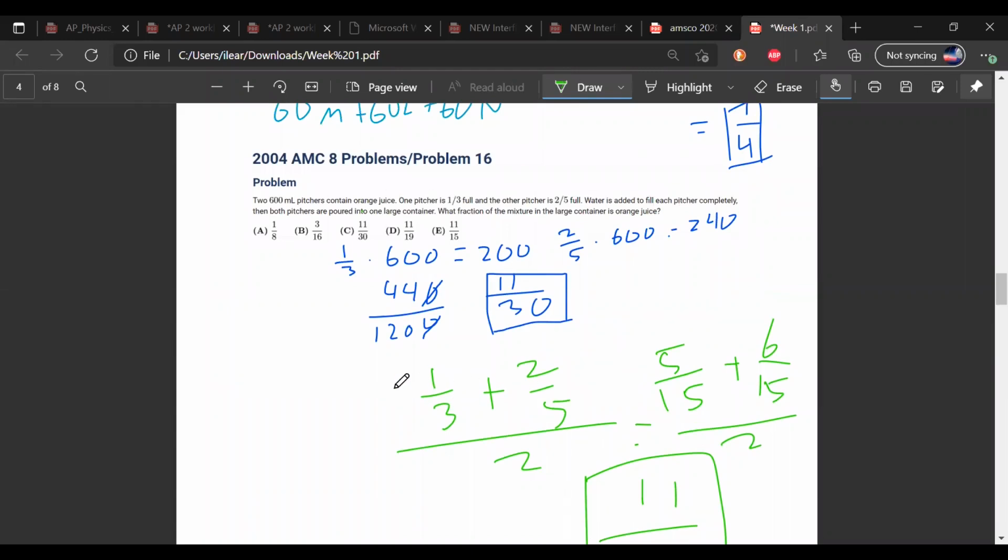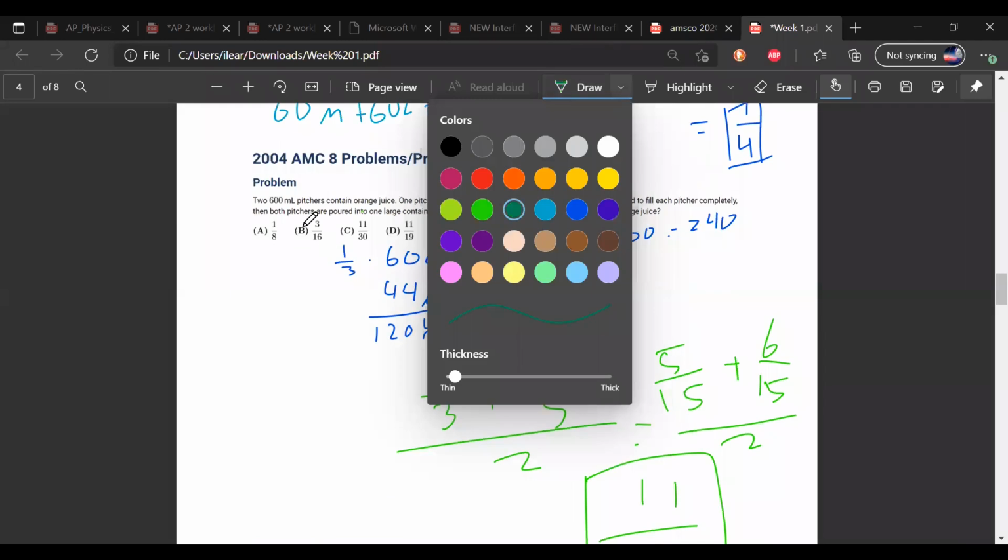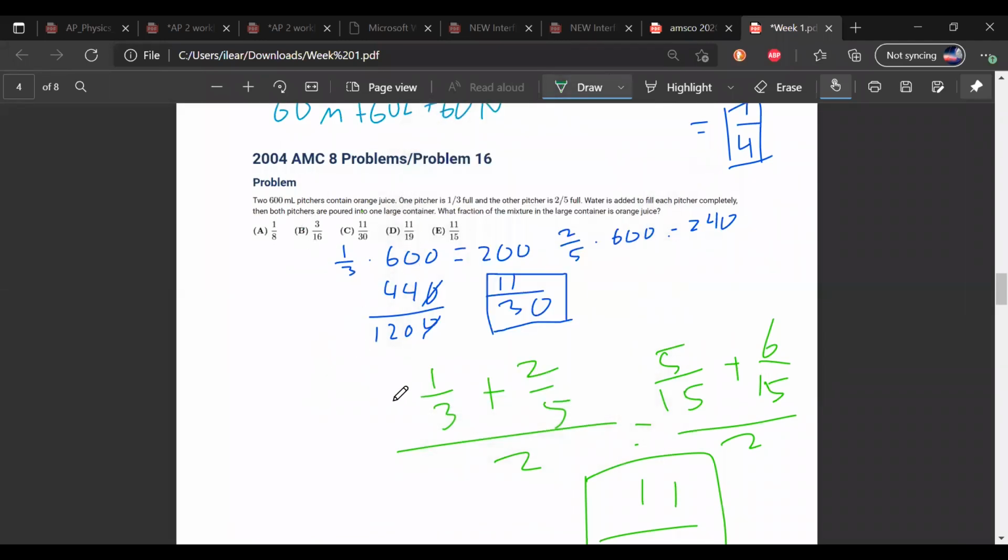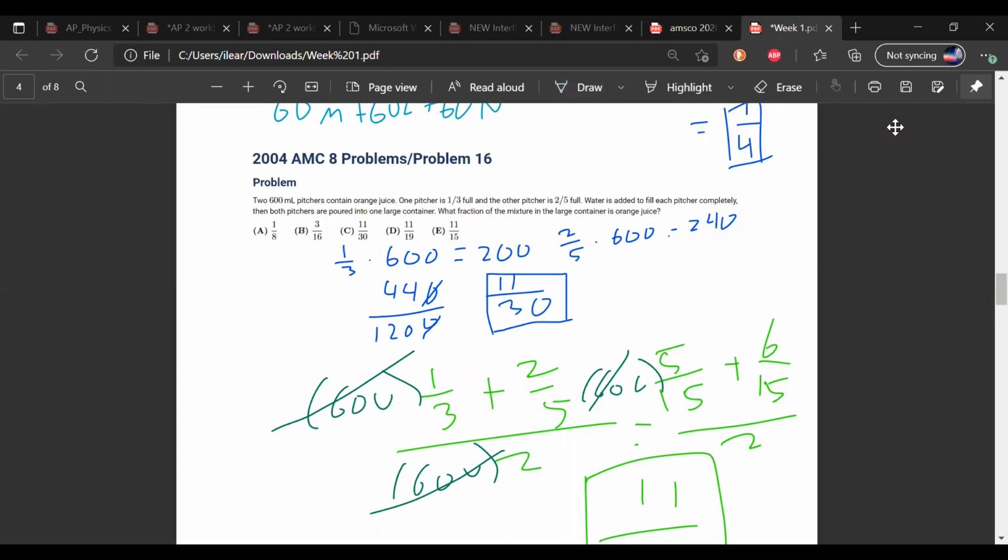So basically what we're doing is getting rid of the times 600 right here, remember? Originally I did 1/3 times 600 and 2/5 times 600, over 2 times 600. If we were to multiply this out, we would once again get 200 plus 240 over 1,200, but since they're all the same, I can just cross it out and just do this. So that's a slightly shorter solution.